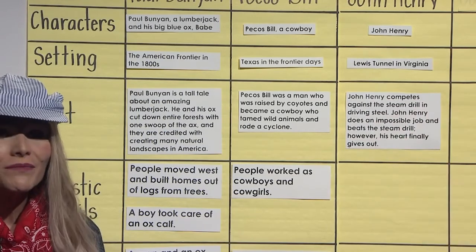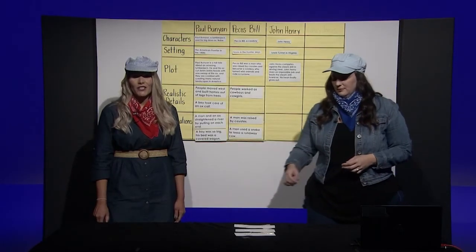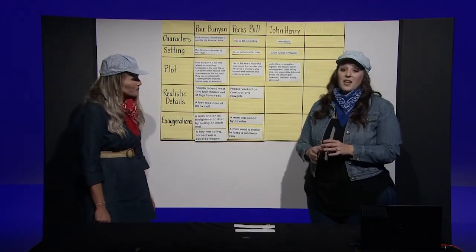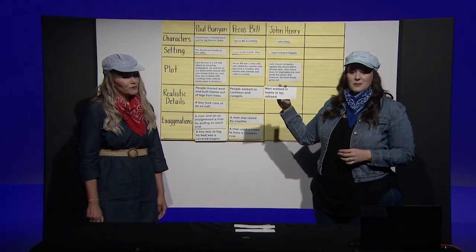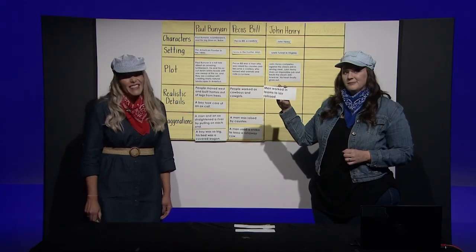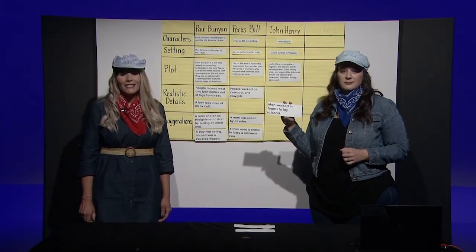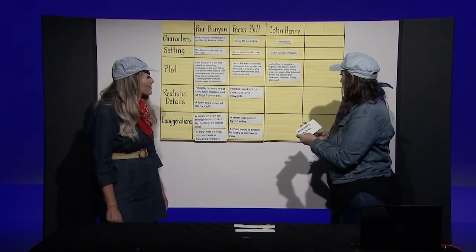Moving along. We've already talked about realistic details and exaggerations, so let's add them to our chart. The first detail is men worked in teams to lay railroad. That is really how railroad tracks were laid. Let's add that to the realistic details section of our chart.